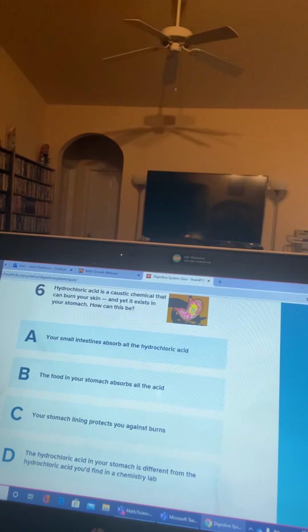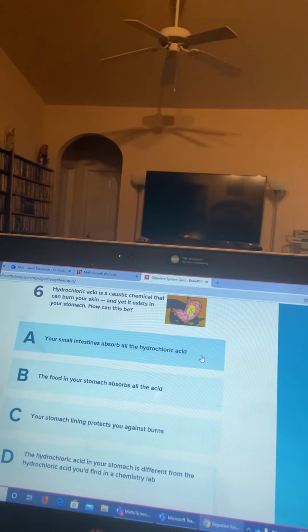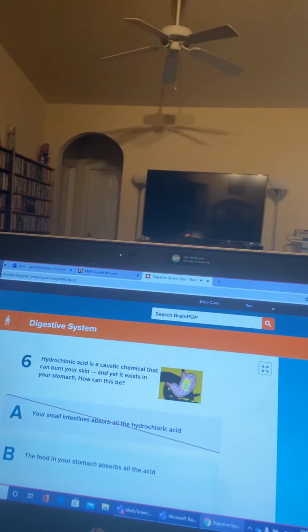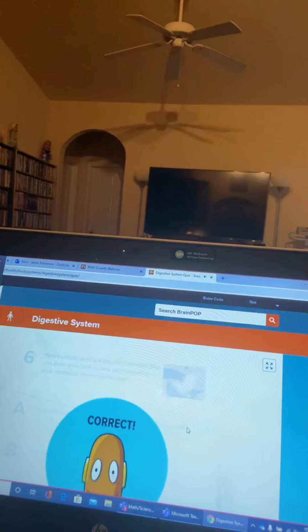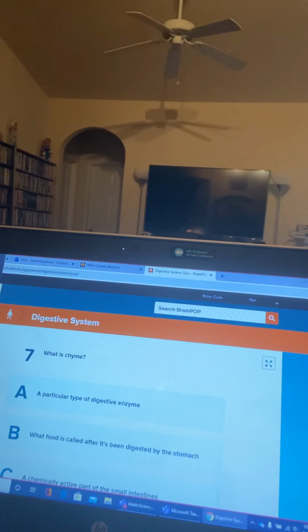A. C. All right, let's see. It's not A. It's not. There it is, C. Yep, it protects it from burning.